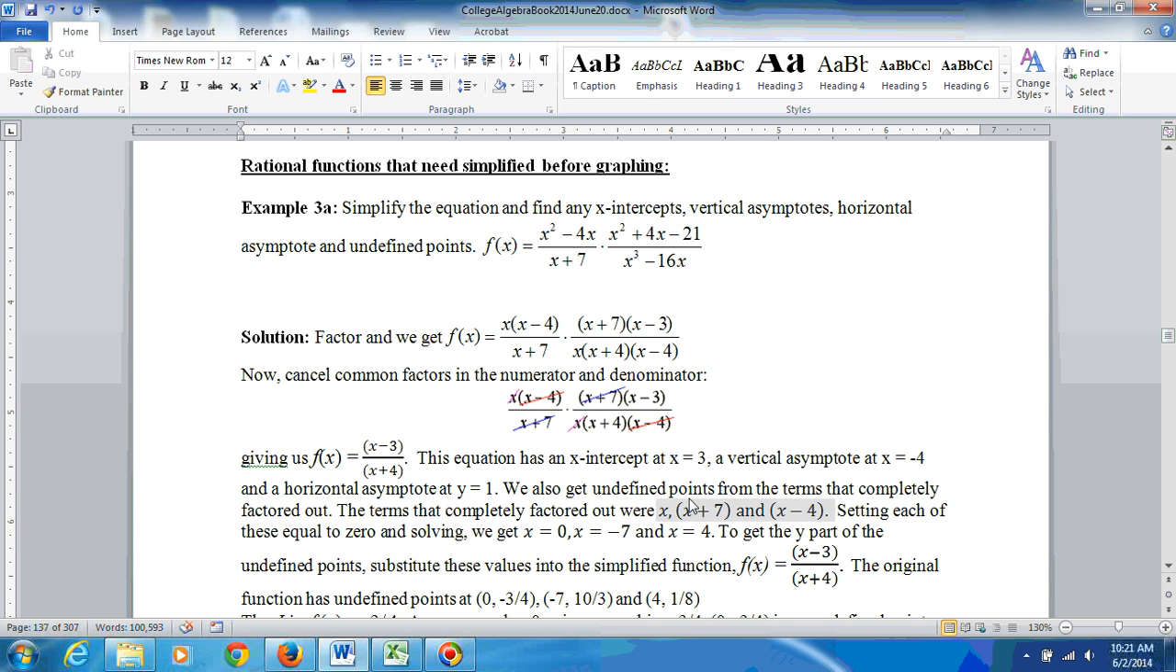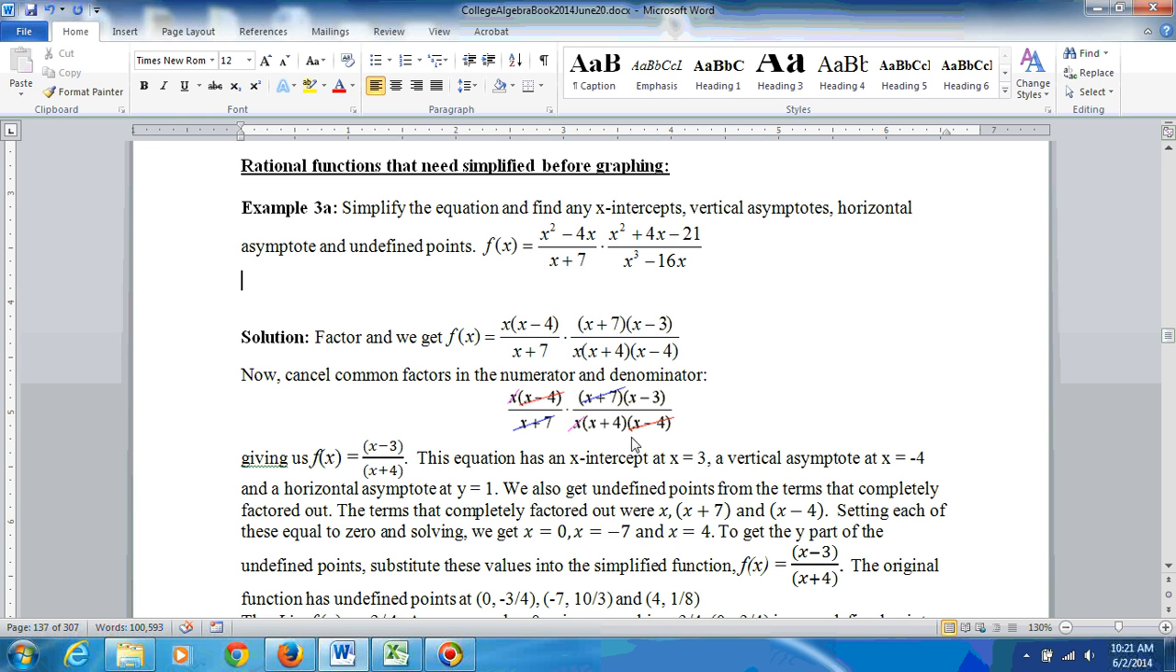There are also undefined points everywhere that the terms were completely canceled out. For example, x was canceled out, and where does x equal 0? Well, at x equals 0. So at x equals 0, there's an undefined point. And to get the y value associated with it, you just substitute the 0 in here. 0 minus 3 is minus 3, and 0 plus 4 is 4, so you get minus 3/4. So the point (0, negative 3/4) is an undefined point.